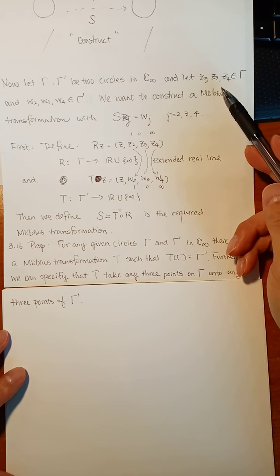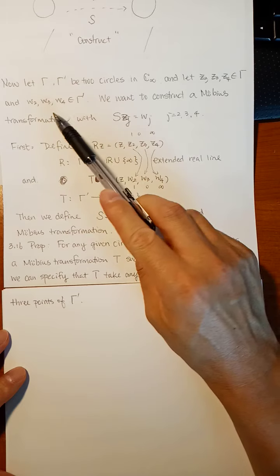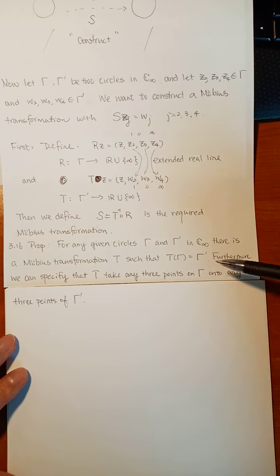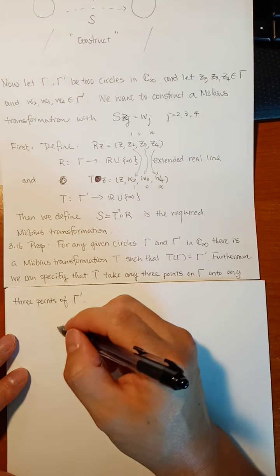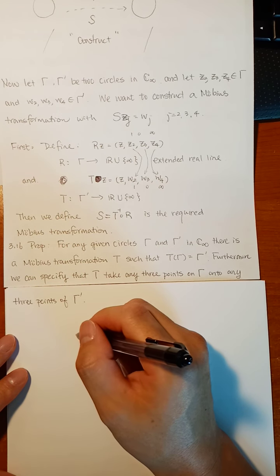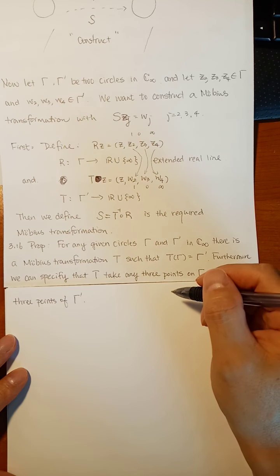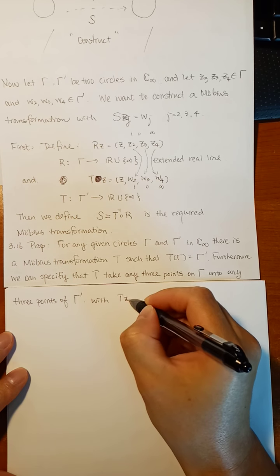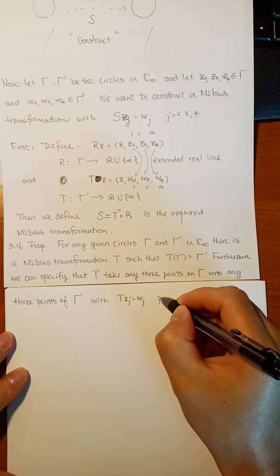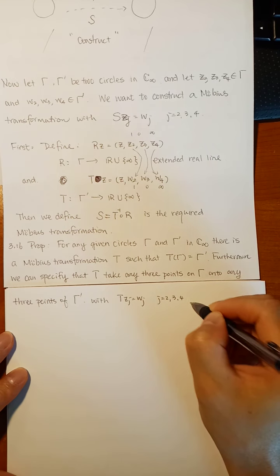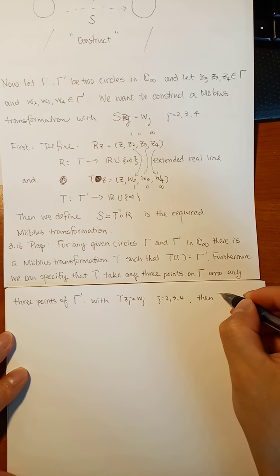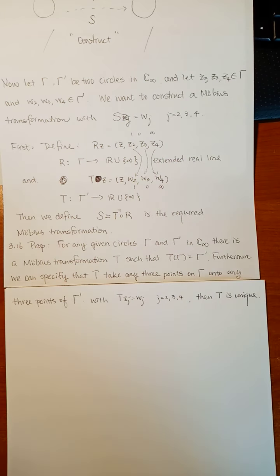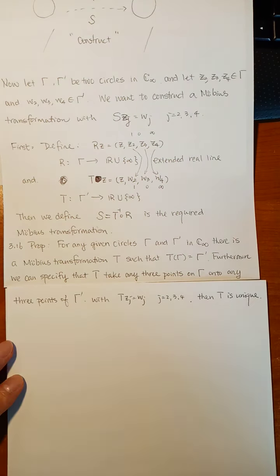We choose those 3 points, and we also choose their images, W2, W3, W4. We claim if we require this, then this T is unique, with T of Zj equal to Wj, j equal to 2, 3, 4. Then T is unique. There's only one T with such property. Okay?